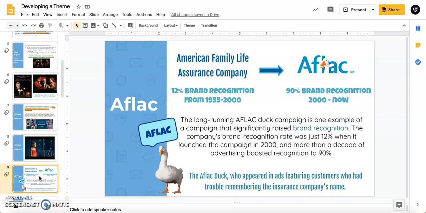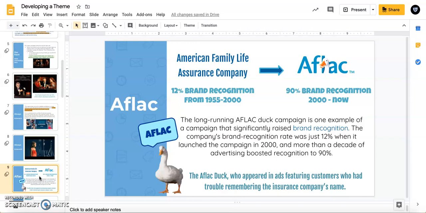They were like, we need to change this. So they shortened their name up, got a mascot, the duck, and now 90% of people recognize this brand. From 2000 to now, 90%. So they went from 12%, you guys, to 90%. So that's one of those goals that I mentioned earlier, getting new brand recognition.